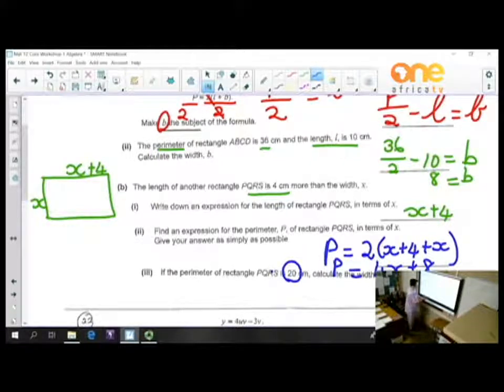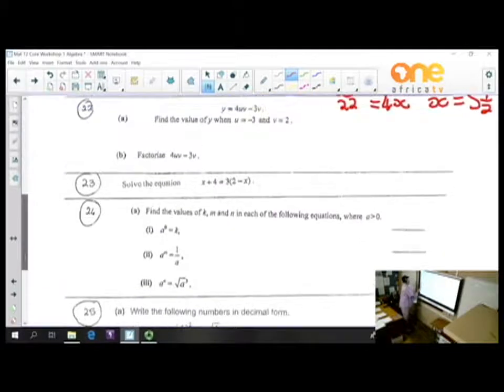And then they say if the perimeter of the rectangle is 20 centimeters, calculate the width. So now we're going to substitute again. The perimeter is 20, so I'm using this one. The perimeter is 20. Is equal to 4x plus 8. And now we have to solve that equation then there. So 4x is equal to 20 minus 8, which is 12. And then x is equal to 4 divides into that one, 3 centimeters. Right, the next question.